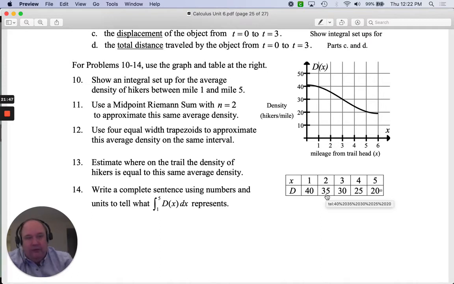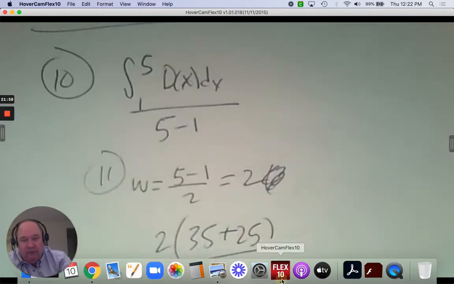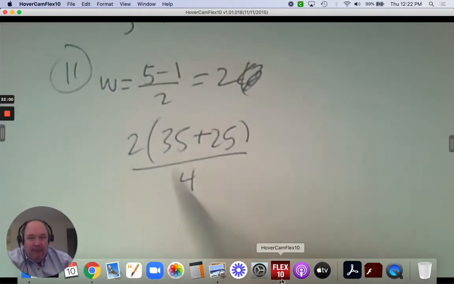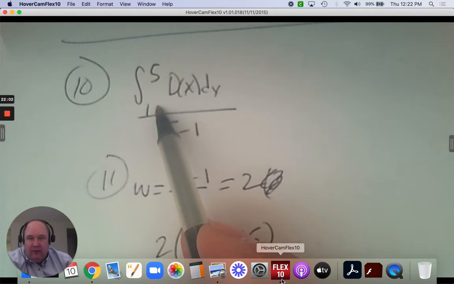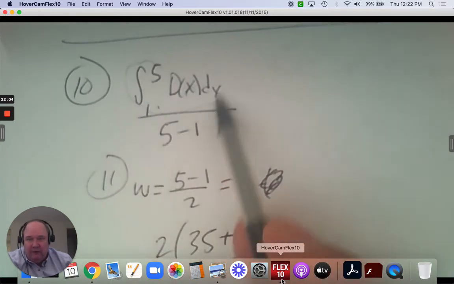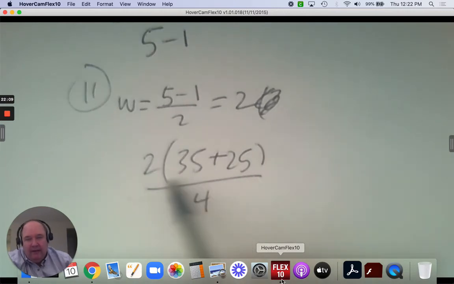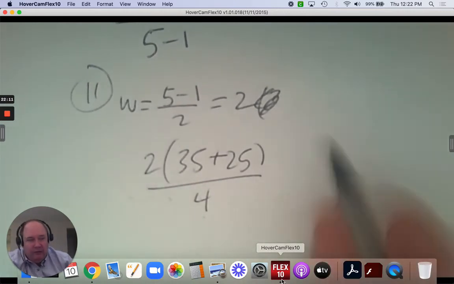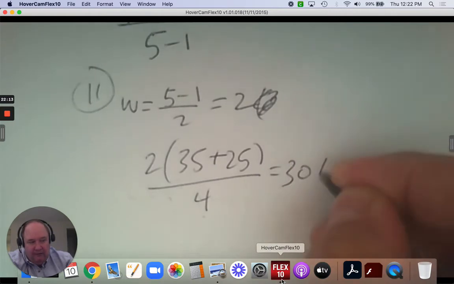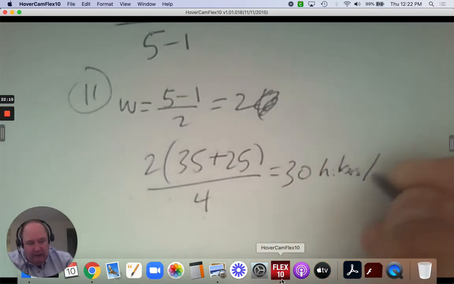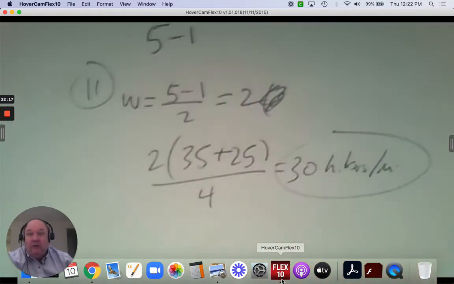And then the height of the second rectangle, midpoint, would be 4, would be at 25. And then again, you're dividing that by 5 take away 1, which is 4. There's no need to simplify it unless you had to. So this is the same work as number 10. We did the integration by doing a Riemann sum of 2 rectangles, and then we divide it by 4. If you reduced it down, you would get the answer 30, and it would be 30 hikers per mile. That's using a Riemann sum.